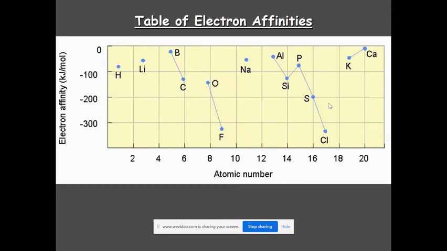As you can see from this graph, the elements at the top don't really care if they gain an electron. Like, that doesn't help them get any more stable. Whereas the elements at the bottom really want to add an electron. And this is a much larger energy difference. This shows you that halogens, like fluorine and chlorine, are more stable after an electron is added to them.